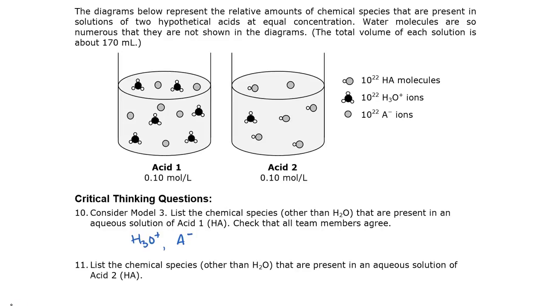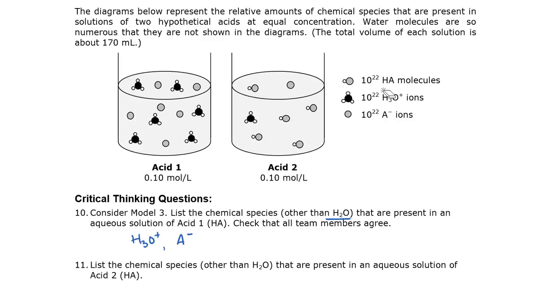Okay, so I'm using the key. I know there's water, but I'm not writing water. But I notice this symbol, which appears to be H3O+ ions, so I wrote that down. And I see A- ions, so I wrote that down. That's all I see. Do you see anything else?